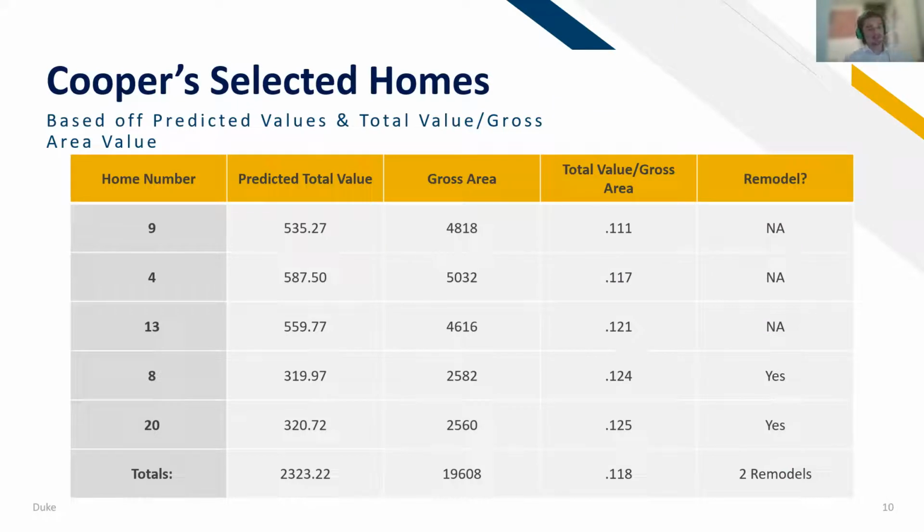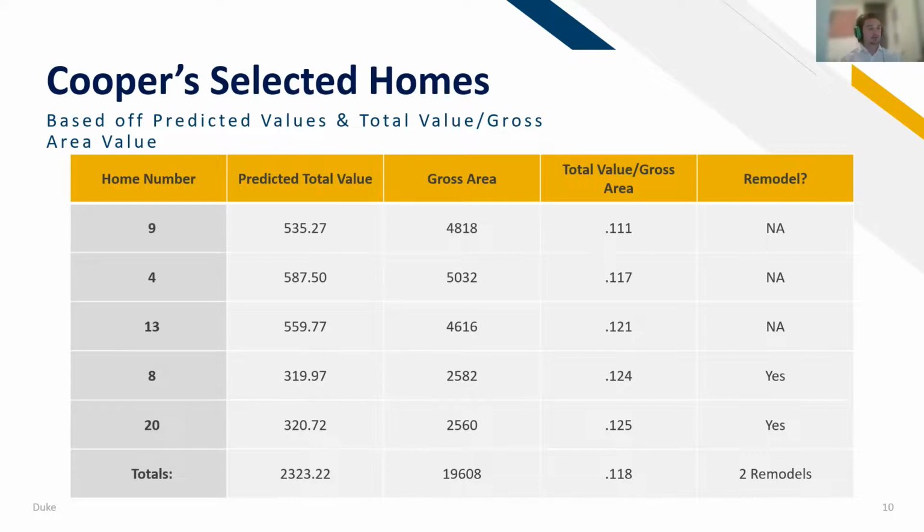That is based off of the predicted total values, as well as the total value and gross area value. The houses that I chose were house 9, 4, 13, 8, and 20. This was basically because of the total value and gross area ratio. Those were the lowest, and because of that, I believe that they're the highest valued for the highest amount of gross area. Therefore, the best value for your buck, and that's what we're looking for.